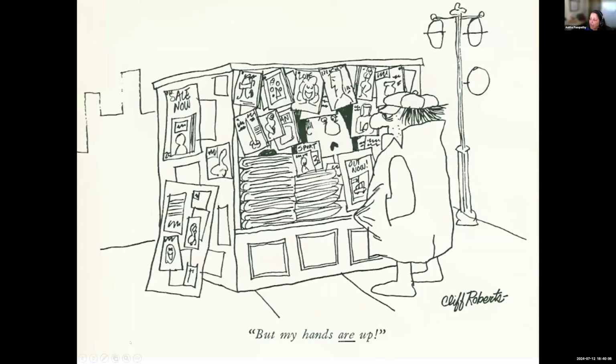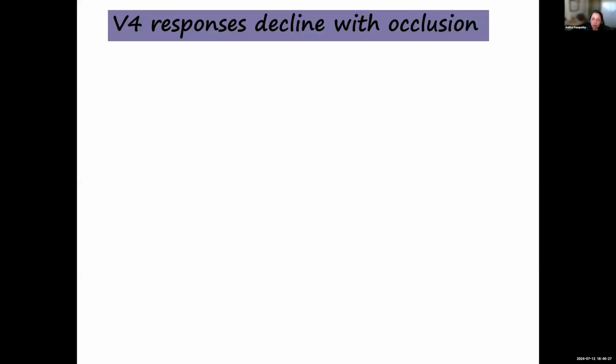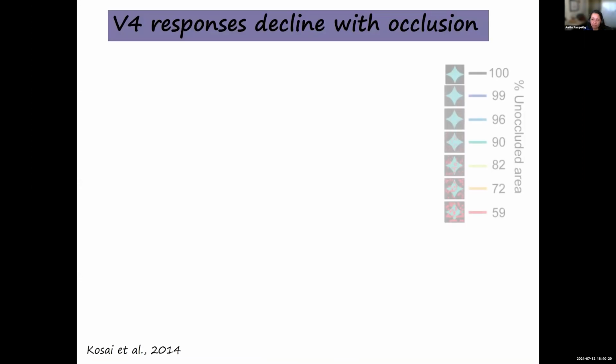Our visual system is remarkable at recognizing objects despite occlusions. And to begin to understand how recognition of partially occluded objects is achieved, we studied the responses of neurons in area V4 under different levels of occlusion.